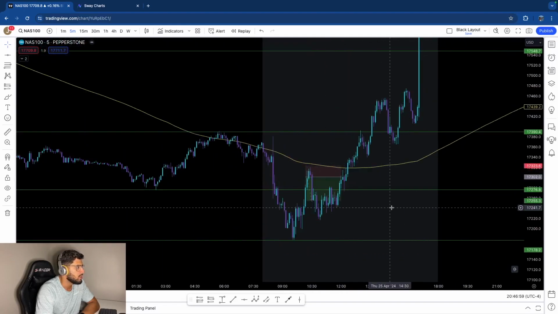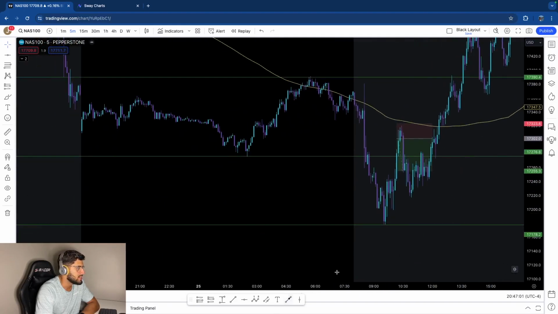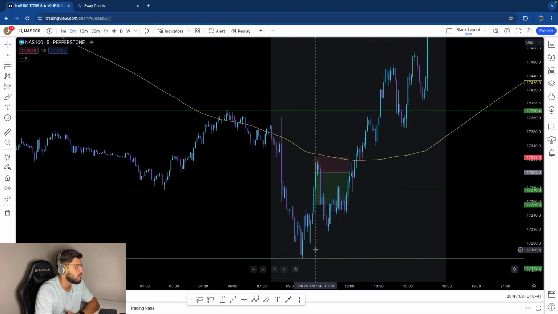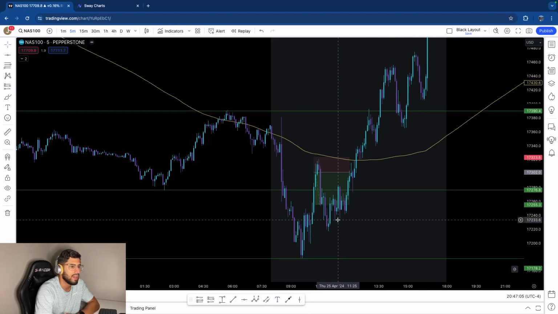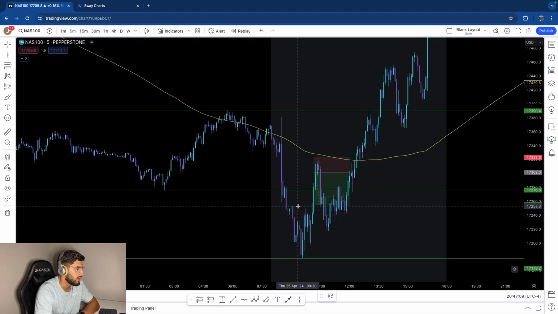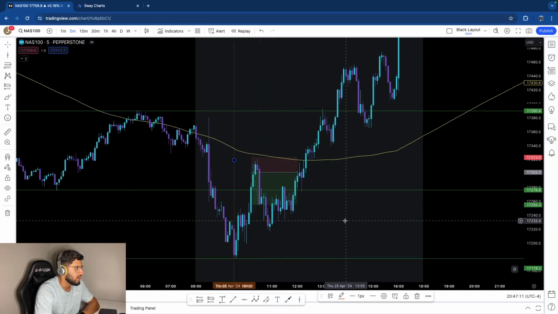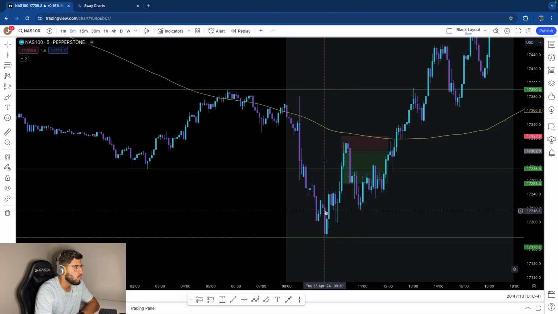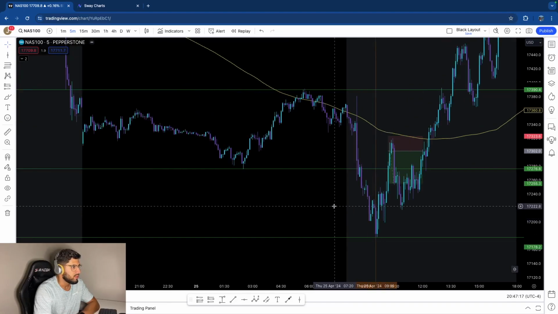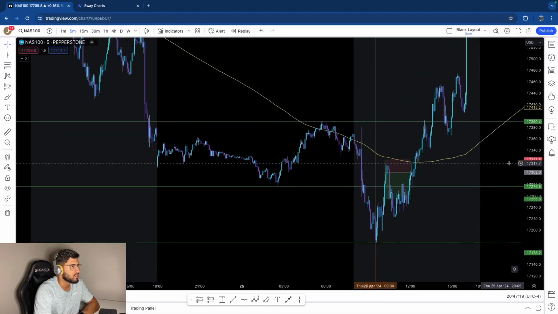Essentially, we don't trade before 9:30. The 9:30 candle is extremely volatile, so we don't trade that candle. I like to put this vertical line right here every morning to see when the market's going to open. Okay, so we're looking for a break of structure.